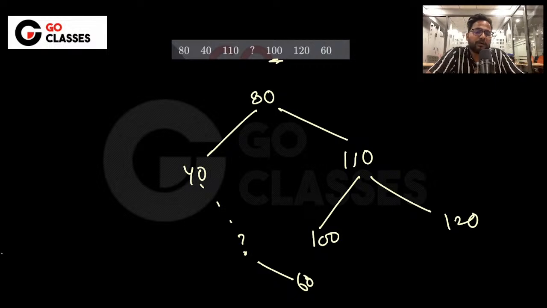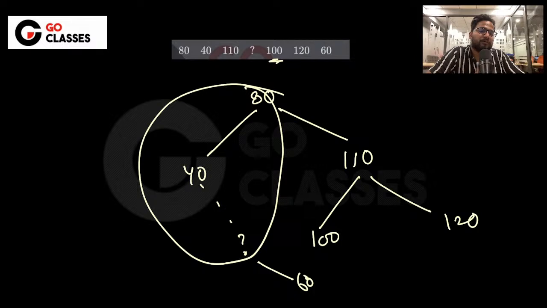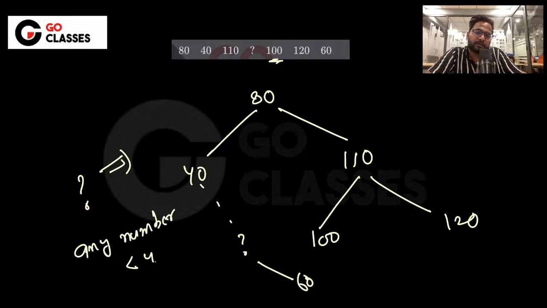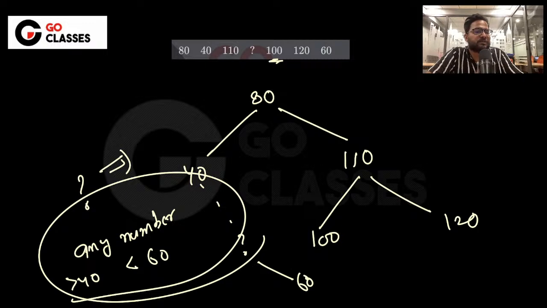So what does this mean? Then it must be lesser than 80, greater than 40. And then if you're putting something on the right hand side, lesser than 60 also. So lesser than 60 and greater than 40, it will be between 40 and 60. So you can say question mark is any number between 40 and 60. Okay, any number between 40 and 60.